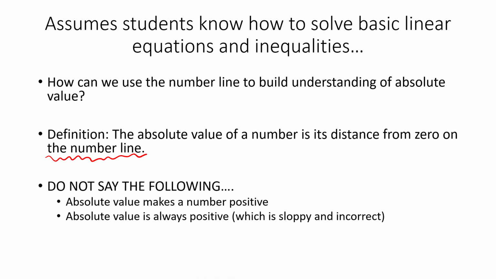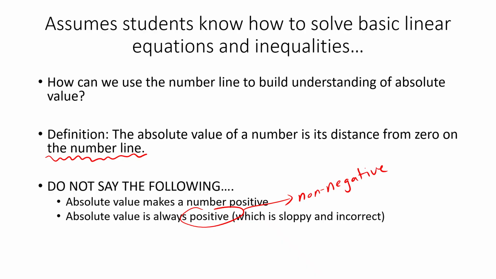Second, that the absolute value is always positive. This is sloppy and incorrect. It's not incorrect in a way that I have found causes massive misconceptions later on, but it is not correct, because the absolute value of zero would be zero, which is not a positive number. It might be useful at times, but it's not entirely accurate. If you're wondering what I would say instead, I would use this word: absolute value is always non-negative, and that incorporates the zero as well.